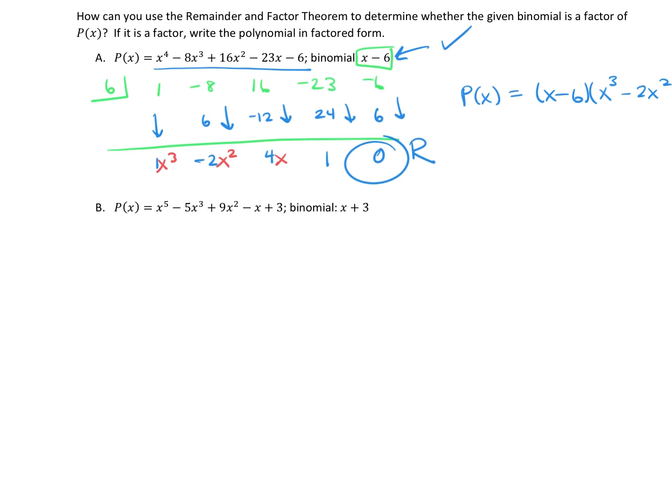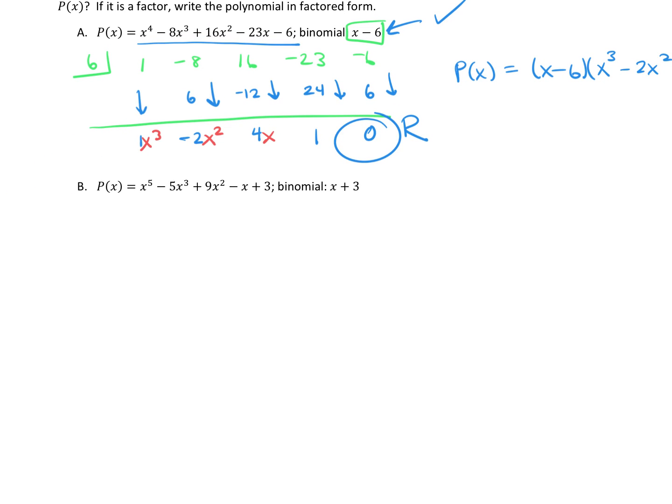Okay, part B. We're going to do the same thing. We want to know if this binomial is a factor of this. So with our synthetic division, it says x plus 3. We're going to put a -3 in the corner box. We're going to write out the coefficients up here. We're looking for any gaps.